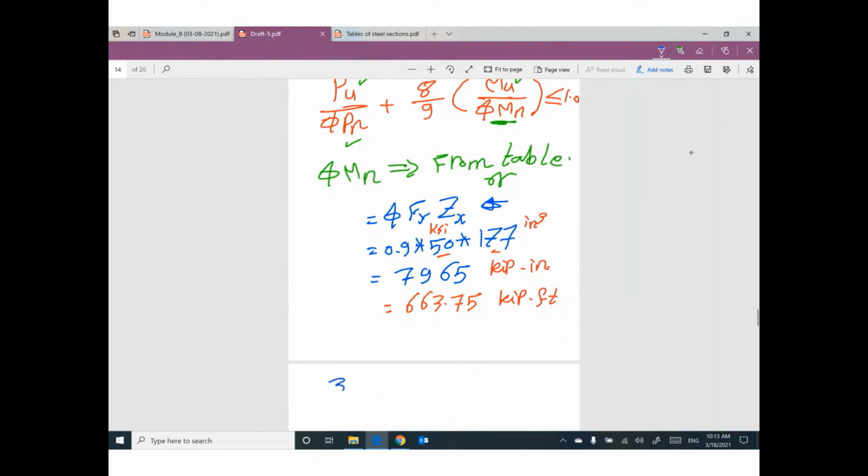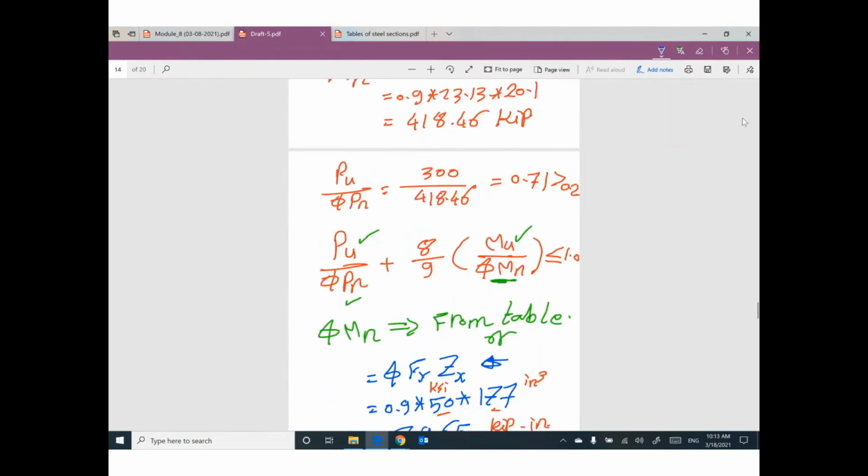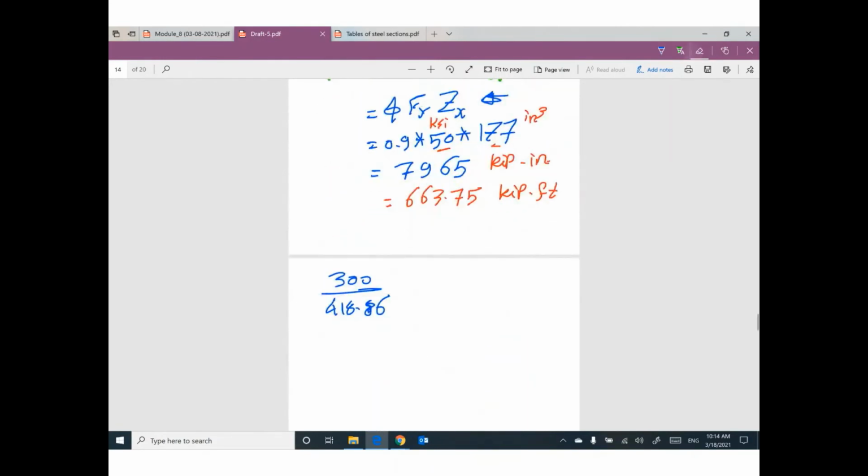P ultimate 300 over phi Pn, which we just calculated, 418.686. That's right, 0.46, I'm sorry. Plus M ultimate 100 divided by phi Mn, which is 663.75. What is the value? I believe we will be safe, but do you think it's more safe? Or what do you think?